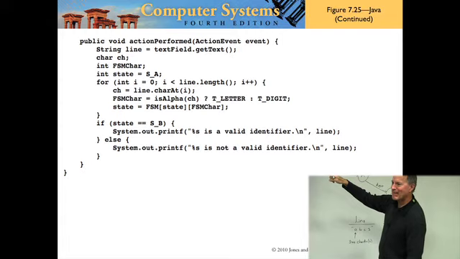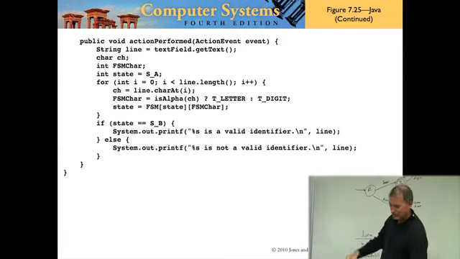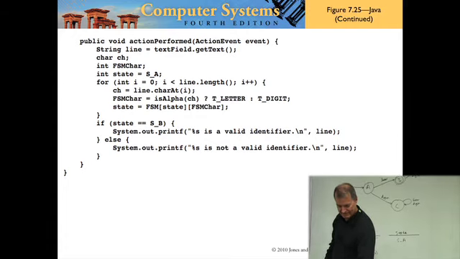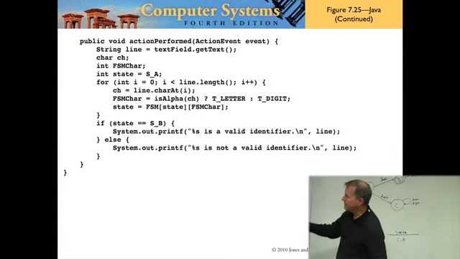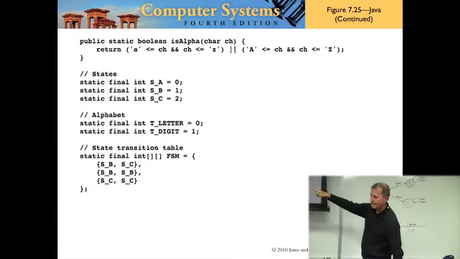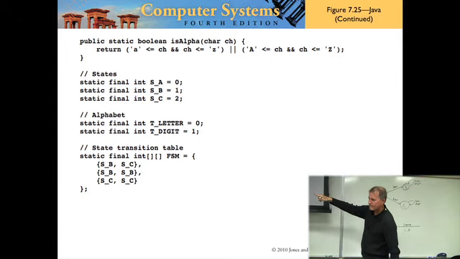So the first one's the row and the second one's the column? We pass in the state first so we know which one we're in, and then we find out if it's a letter or a digit to go with. It's a letter, yeah. We find out if it's a letter or a digit because the transition is either on a letter or it's on a digit.